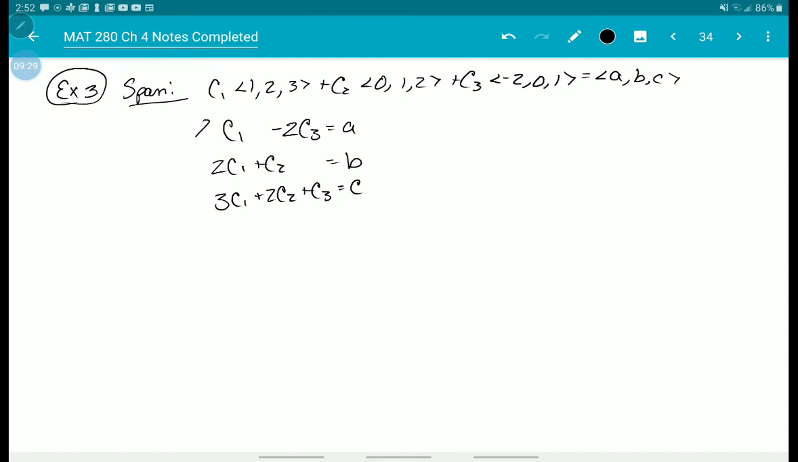So there's our system. C1 minus 2C3 is equal to A. 2C1 plus C2 is equal to B. 3C1 plus 2C2 plus C3 is equal to C. Now we want to know, is there a unique solution? So we're going to check that determinant.